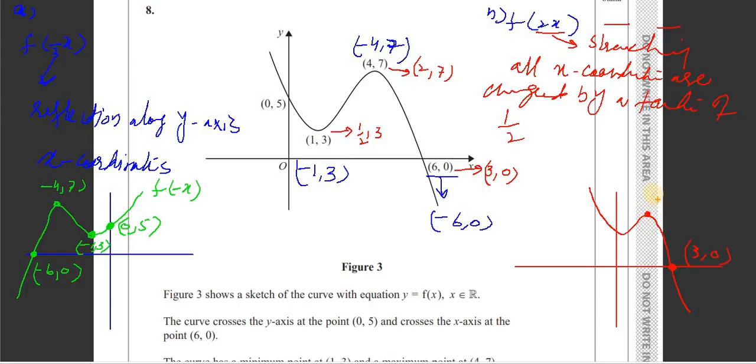This is 2 comma 7. So there is somewhere here, sorry about that. Yes, this is the lower point, and the coordinate of this lower point should be half comma 3, and this point stays same, 0 and 5. So this is the sketch of the curve, so you just ignore this portion. I hope you understood.